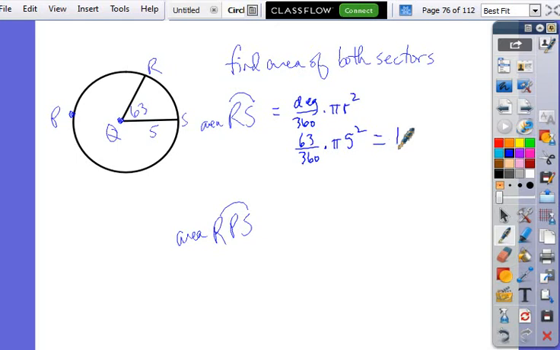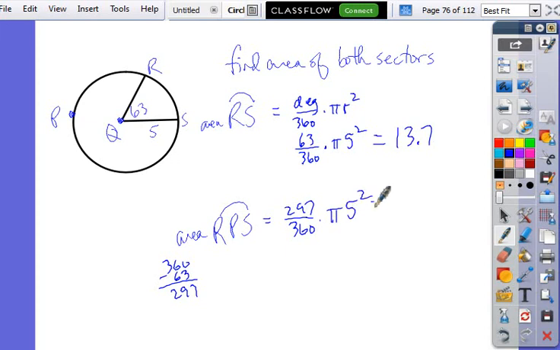So there's this first one, 13.7. Now when I go to the second one, the area of the RPS part, what is the degree for RPS? 360 minus 63. I'm going to take that 63 and say, well, 360 minus 63 is 297. So the degree for that one is 297 over 360 times pi 5 squared.